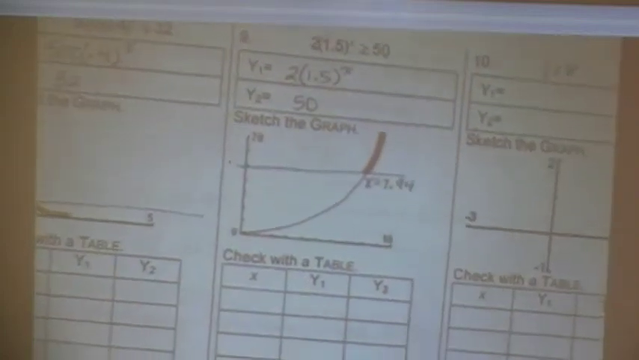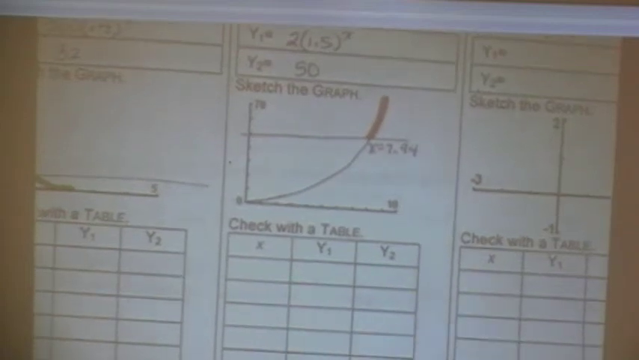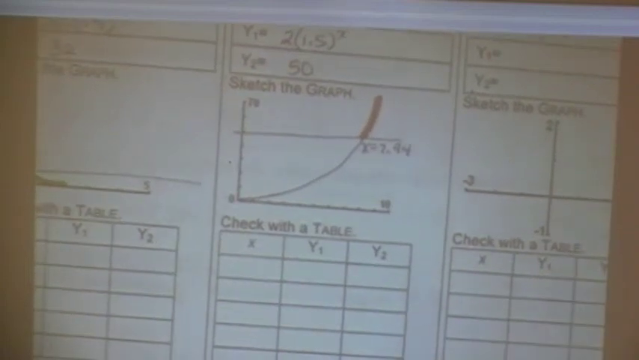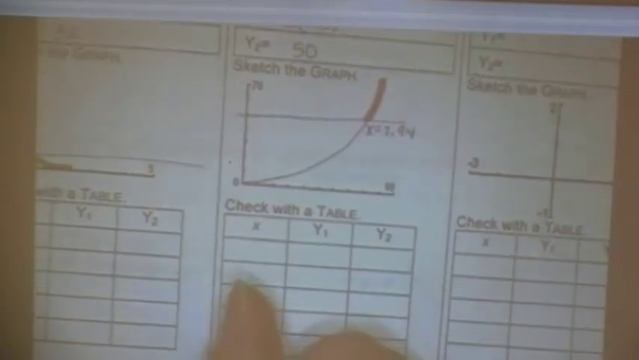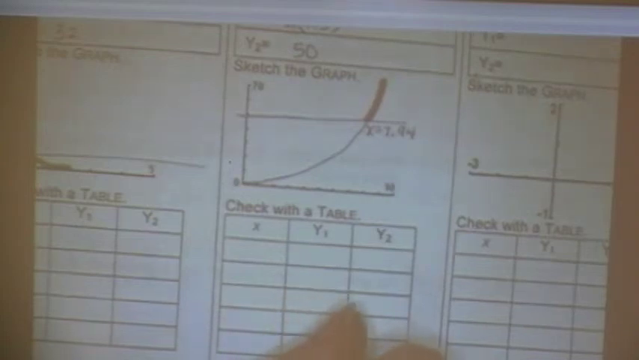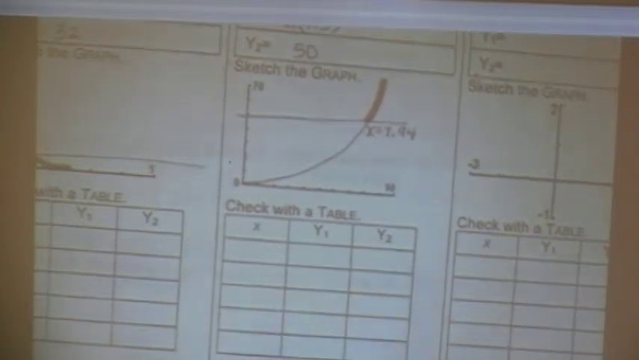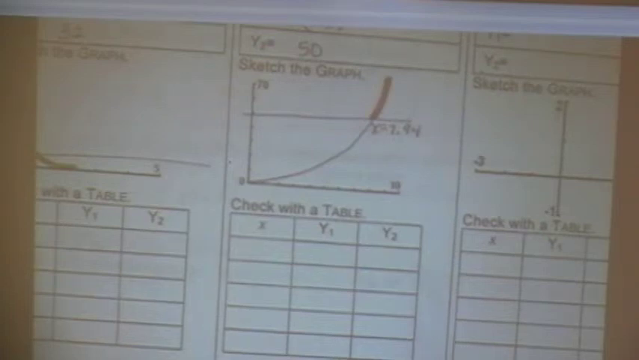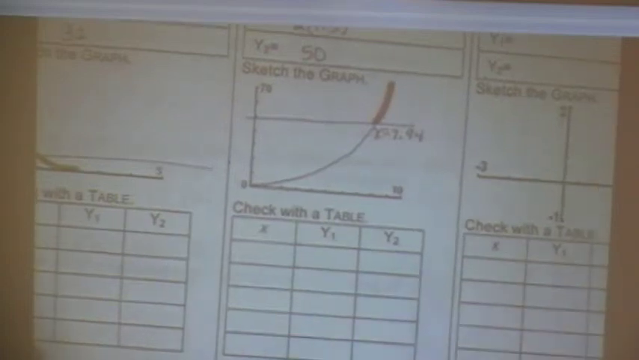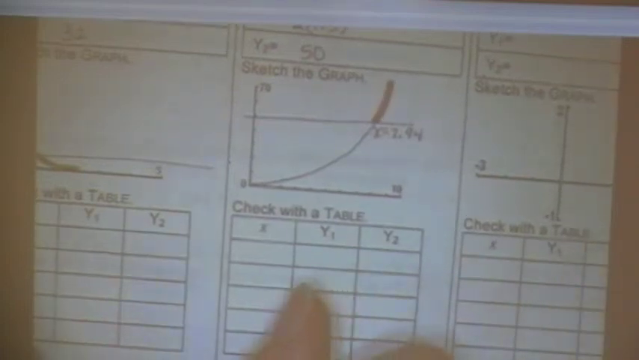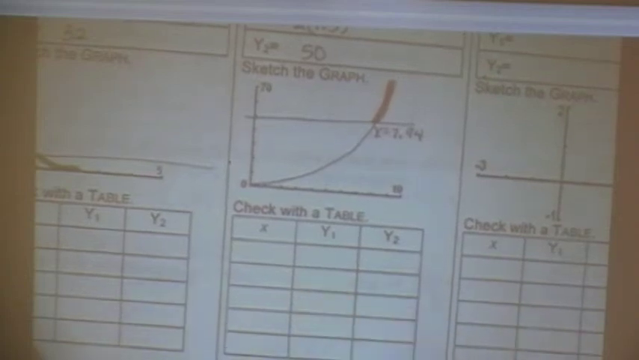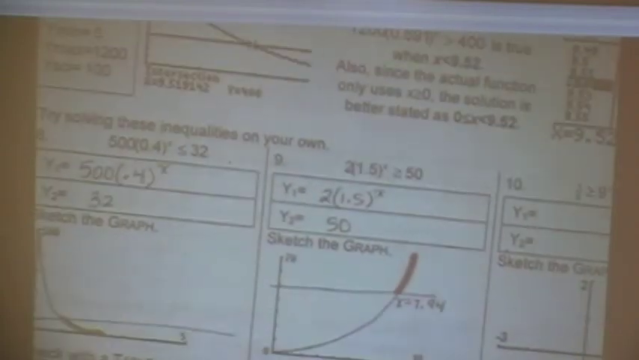I got 7.94, and it's from there to infinity. So I'm going to put 7.94 to infinity. The 7.94 is not included this time because of the way the... No, it is. I'm sorry. It's greater than or equal to. So it is included, because it is a greater than or equal to sign.